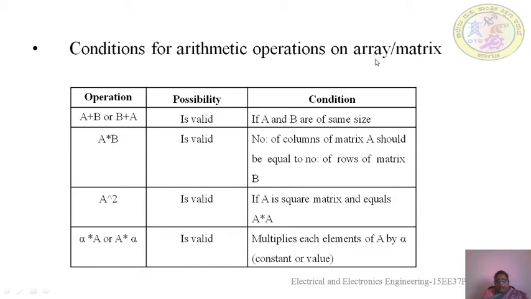In an array or a matrix, the elements can be multiplied by any constant or any value. All the elements in an array can be multiplied by a constant irrespective of any size. It can be 3 into 3, it can be 2 into 3, of any size. All the elements will be multiplied with this constant.